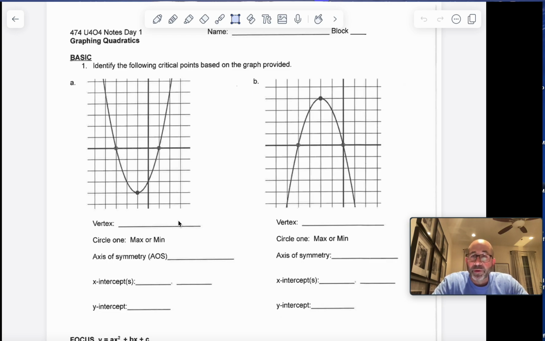Today, we are going to be moving forward with our next objective, which is Unit 4, Objective 4. We're dealing with graphing of quadratics. By definition, we've talked about quadratics before, but a quadratic is a function that's got an x squared term in it.